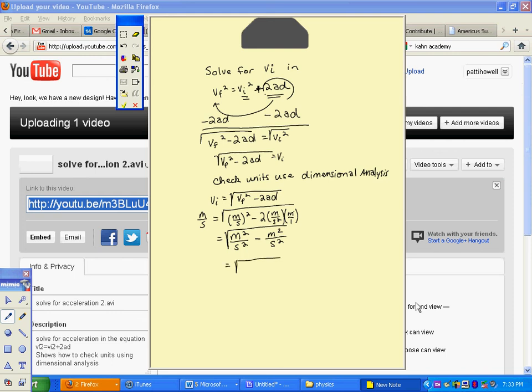So underneath my sign, whatever you call this sign for square root, you've got meters squared over seconds squared. Now if you take the square root of that, you end up with meters per second. So sure enough, we have solved our equation correctly.